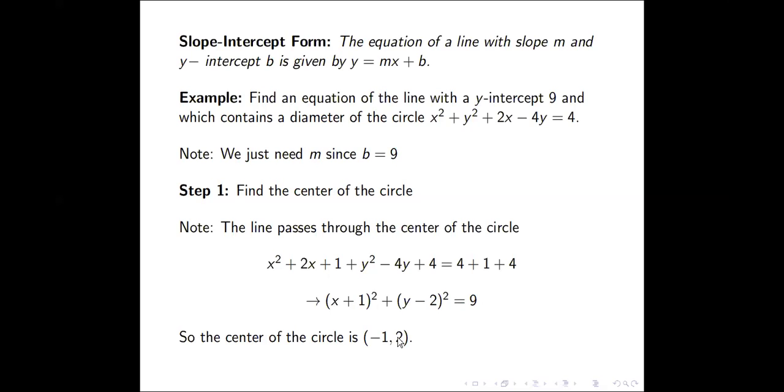So what have we done in step 1? We have found the center of the circle. Why do we need this? Because we know it's a point on the line. So now we have 2 points on the line: the y-intercept 9 and the center -1, 2 of the circle. So now we are ready for step 2.